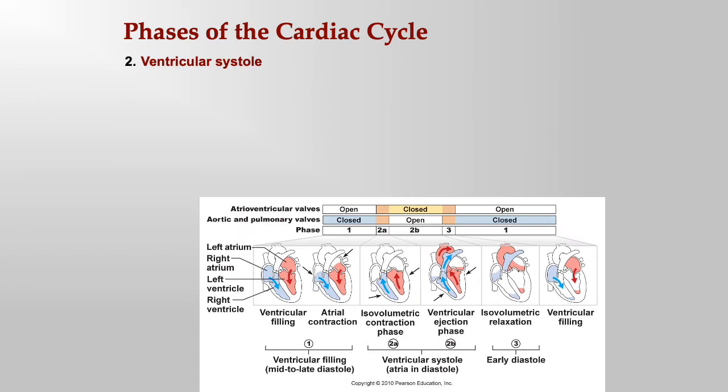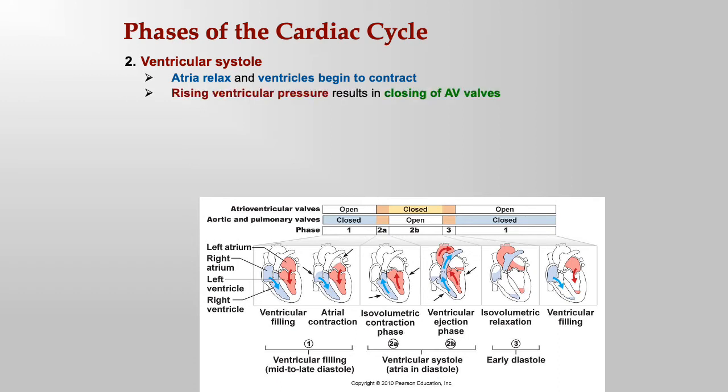Now we have ventricular systole, contraction. The atria relax, and the ventricles begin to contract. Rising ventricular pressure results in closing of the AV valves. Remember, it's like grabbing that toilet paper tube in the middle. When you squeeze it, it's going to make stuff try to come out both ends. The valves are on one end, so when stuff comes out of that end, it's going to force the valves to shut. They slam shut because the ventricle contracts pretty hard. So those AV valves slam shut from the force of the blood.